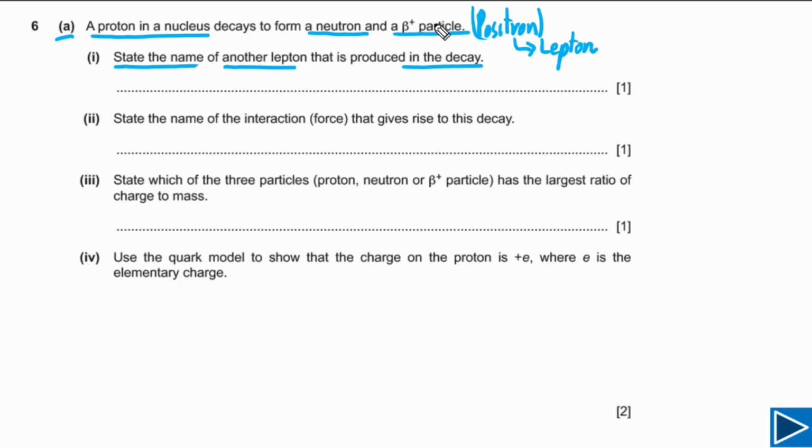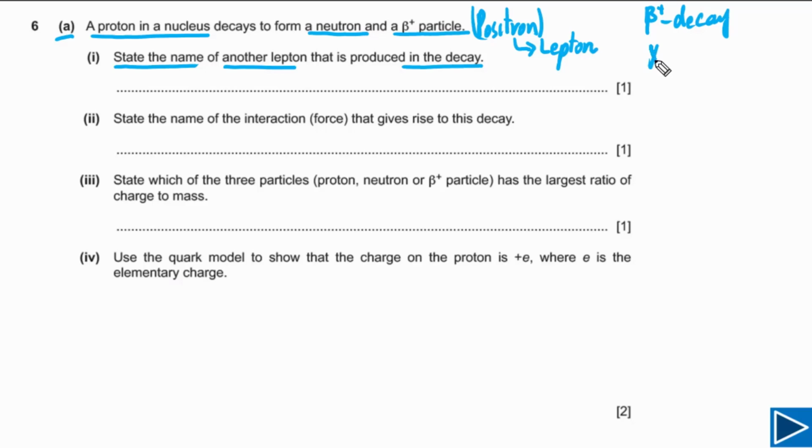In this case, a beta plus particle is emitted. So this tells us this is beta plus decay. Let's try to understand, first of all, what is beta plus decay. If a beta plus particle is emitted, it means this is beta plus decay. If an electron is emitted, it means this is beta minus decay. So this is beta plus decay.